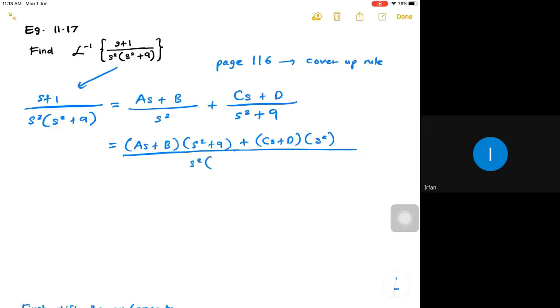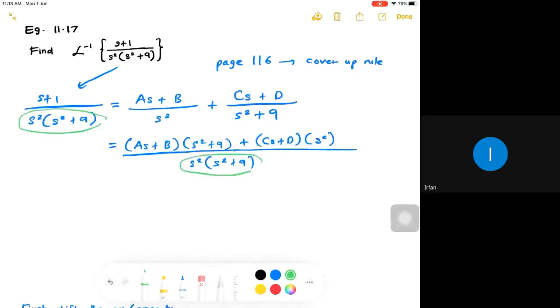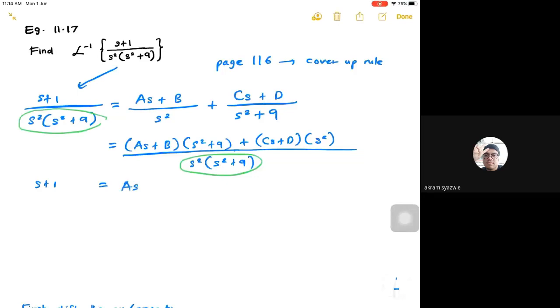So we will have that s square plus 9. If you look at here, these two are similar, so we can eliminate the bottom part of the fraction. Therefore s plus 1 is equal to, I multiply everything, 9 as plus b s square plus b 9 plus c s cube plus d s square.